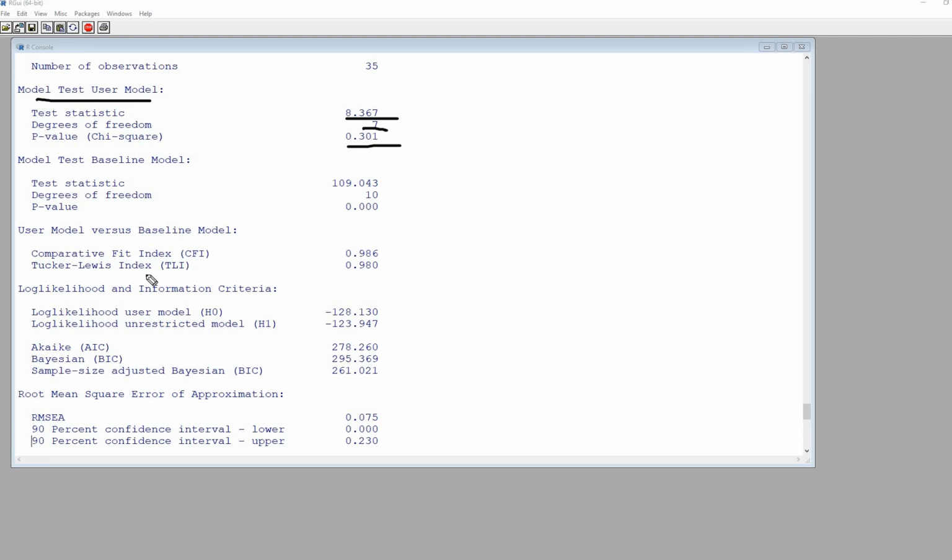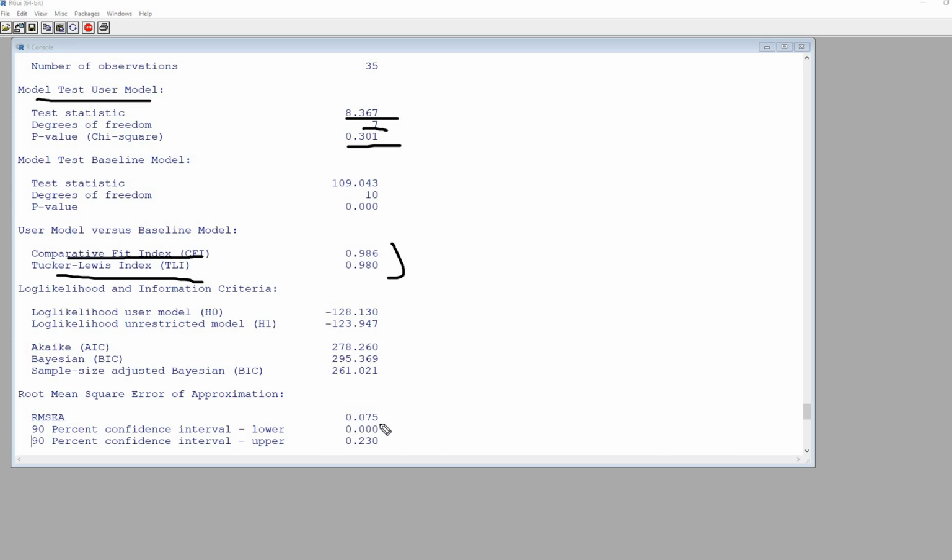So other indices that we would use include the comparative fit index and the Tucker-Lewis index. So both of these values are roughly 0.98, and values that are 0.95 or above are generally considered indicative of a very good fitting model. Values above 0.90 are generally considered acceptable. So both of these are indicating a good model fit.